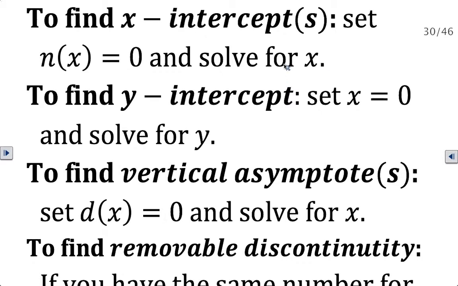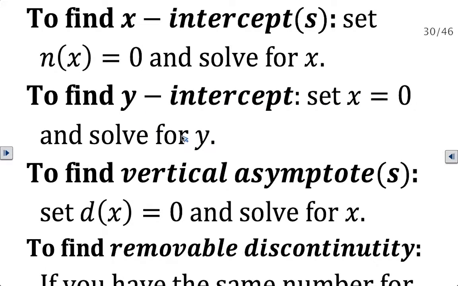Let's go over our notes on how to find all the information you need to graph your rational functions. So first of all, to find your x-intercept, you set the numerator equal to 0 and solve for x. To find your y-intercept, you set x equal to 0 and you solve for y.